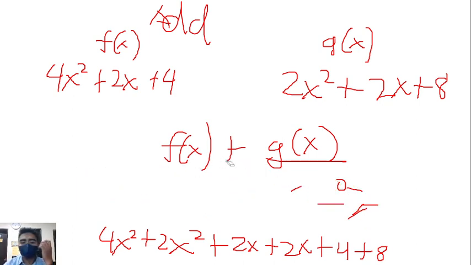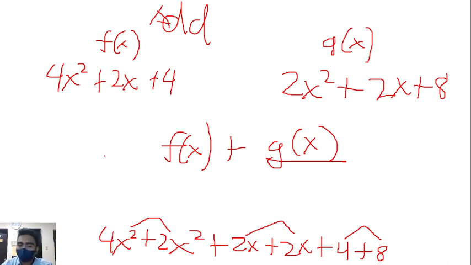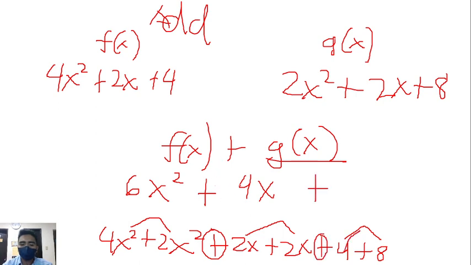Sige po. If you have 4x squared plus 2x squared plus 2x plus 2x plus 4 plus 8, what's the value when you add these terms? Sige nga po. When adding 4x squared plus 2x squared, that is 6x squared, correct. How about this one? Copy the operation. 2x plus 2x, 4x. Copy the operation. 4 plus 8, that is correct, that is 12.